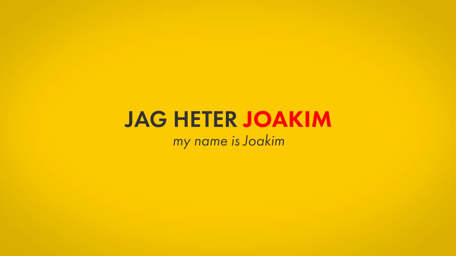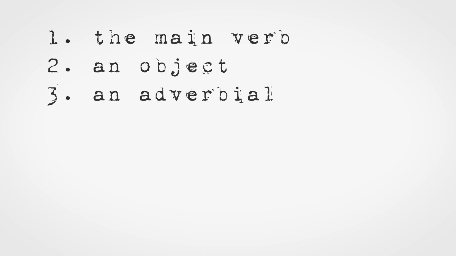Sentence stress. In Swedish, we emphasize important words. Take this sentence for instance. Jag heter Joakim. The stress is on my name here, Joakim, because that's the information that I want to convey. And this really fits with my little list of things that are typically stressed in a Swedish sentence. So we have the main verb, for instance, an object or an adverbial. And here, my name is kind of like an object. So, jag heter Joakim. That's the word that's stressed. That's the information that I want to convey.